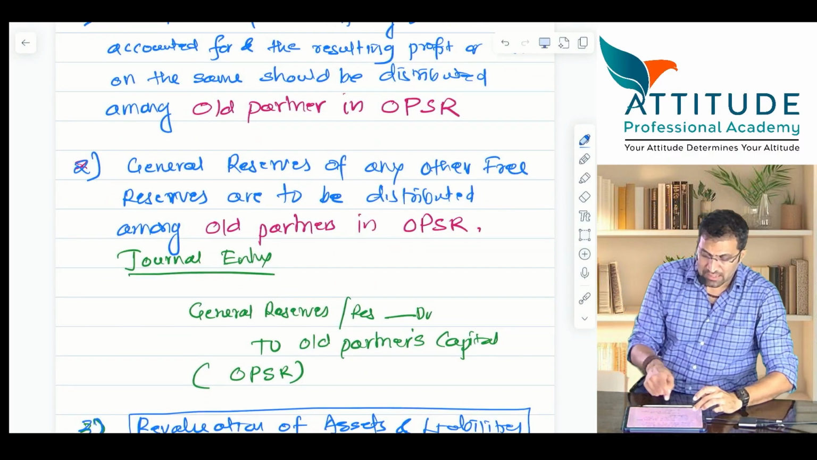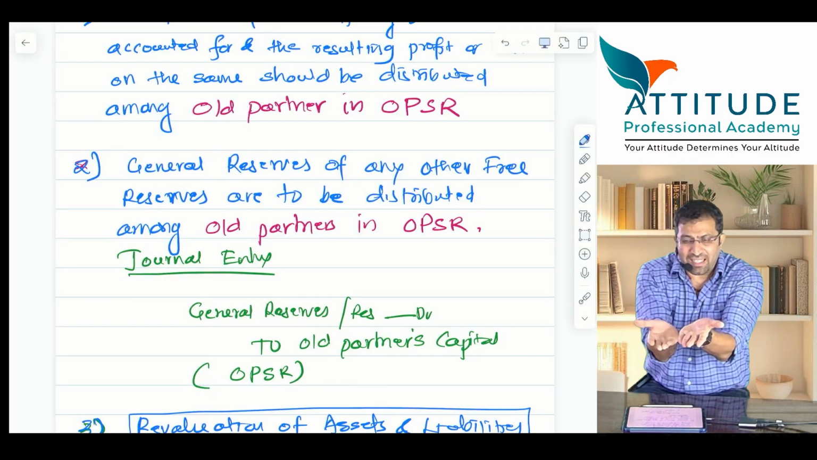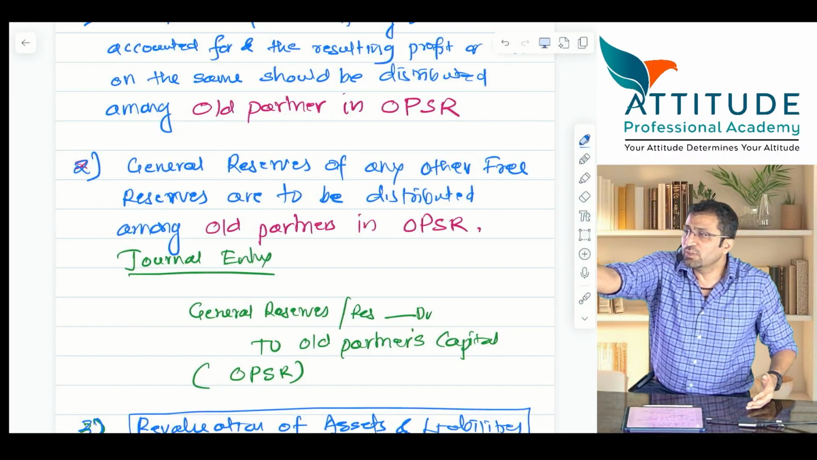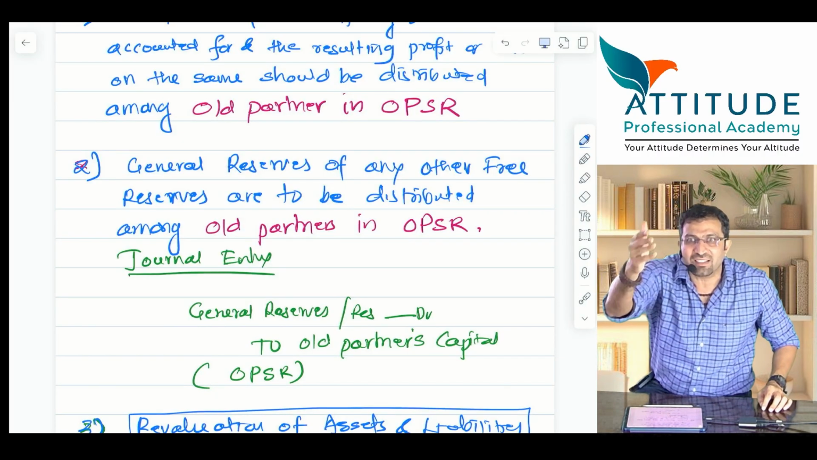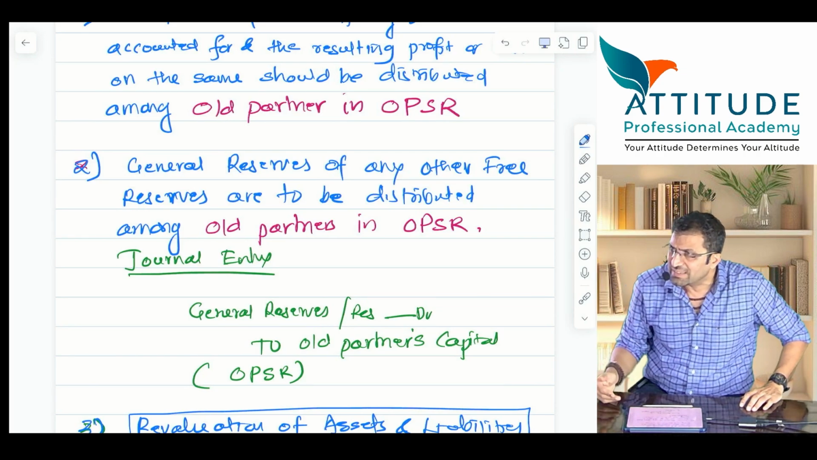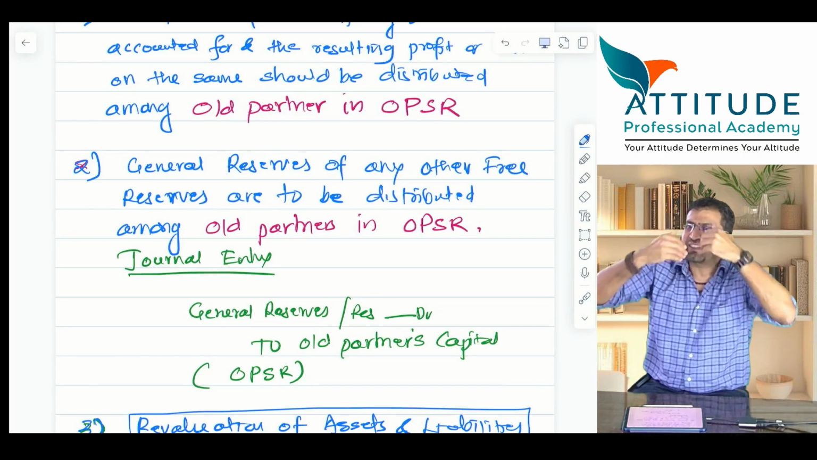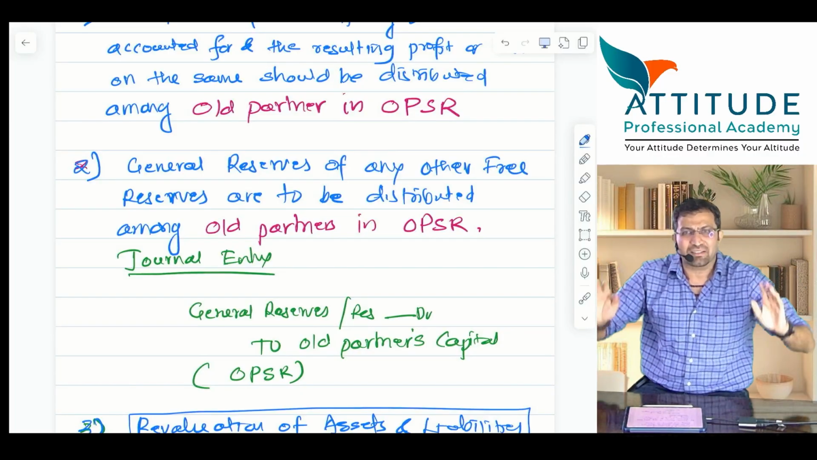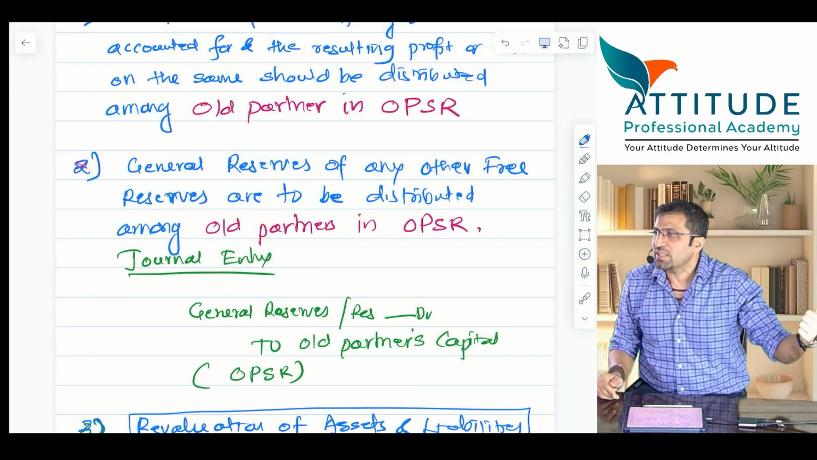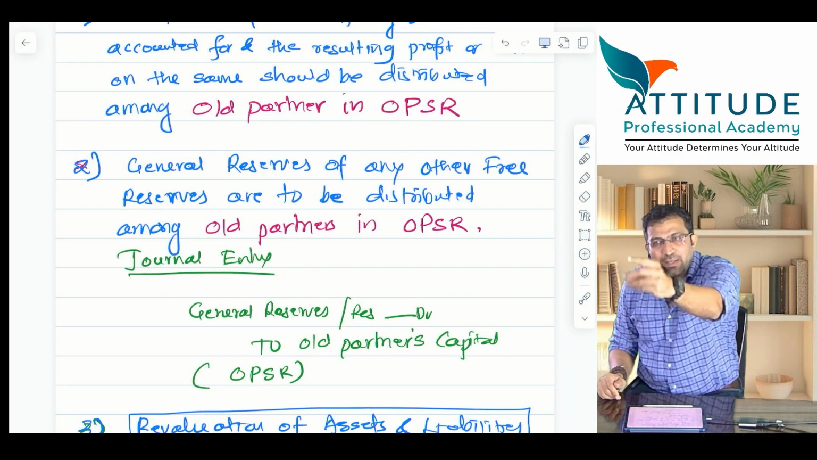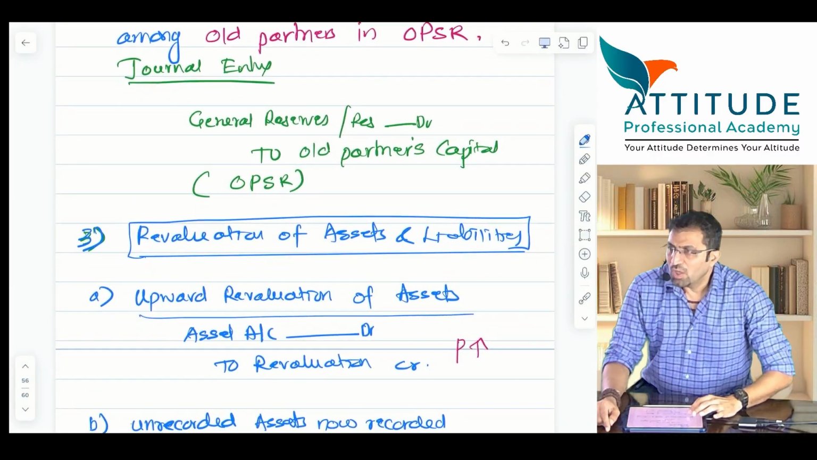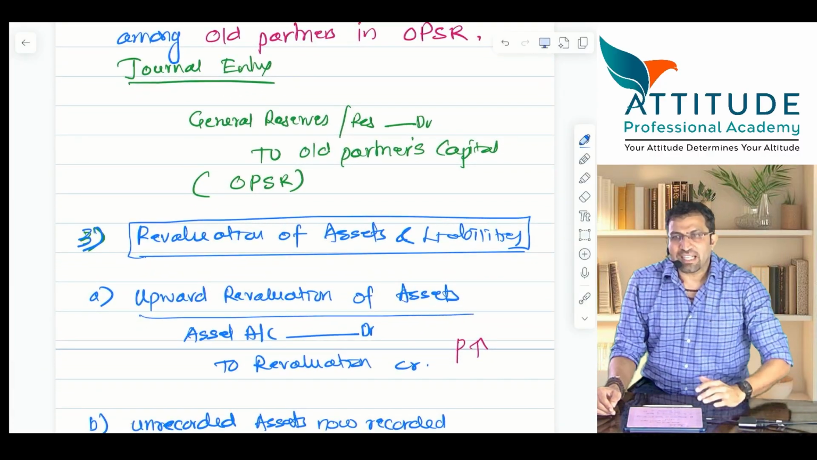Then second, general reserve. I am looking at your balance sheet, there are reserves in your balance sheet. That reserve is created by you. You still remember P&L appropriation account debit to general reserve? That you have created a reserve. Does it belong to me or only the old partners? I'm saying distribute among yourself. Take it. It is your share. Because once I come, I will also want my share. But that reserve is created by you. Take it. Entry: general reserve account debit to old partners capital account in old profit sharing ratio.